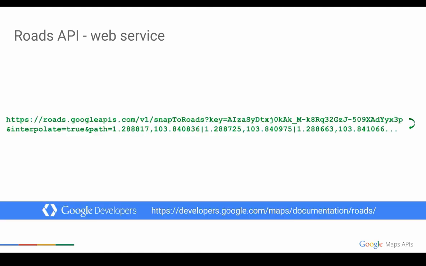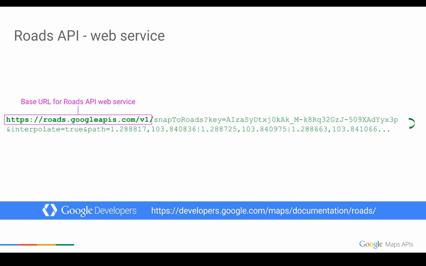I'd like to quickly touch on a few technical aspects of Roads API. So the API is a web service, which means it's very easy to integrate into your system or applications, whether it's web-based, mobile, or a back-end server process. This URL is an example of a Roads API request. Let's break it down quickly.